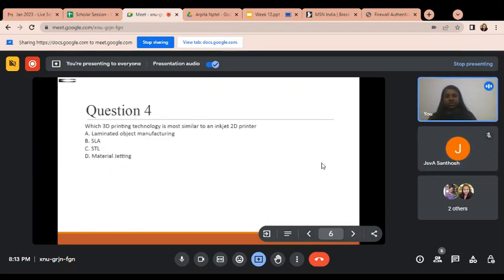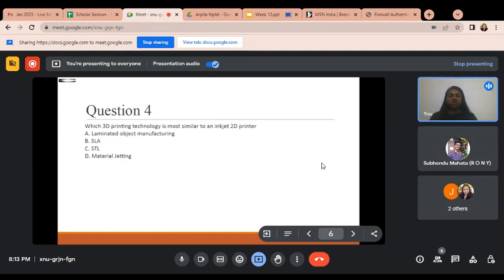So the next question is question number 4. Which 3D printing technology is most similar to an inkjet 2D printer? The first option is laminated object manufacturing. The second option is SLA, the third option is STL, and the fourth option is material jetting.